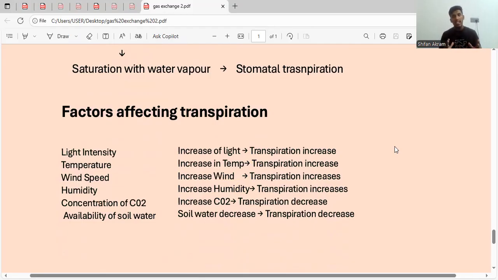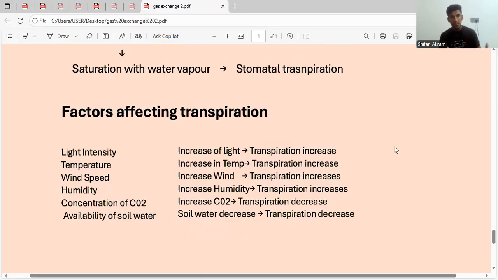So first we have light intensity. Light intensity increases during the daytime because the sun rises, which causes photosynthesis to take place. When photosynthesis is taking place in the daytime, the stomata are open. So when the stomata are open, the rate of transpiration increases because more water is lost through the stomata.